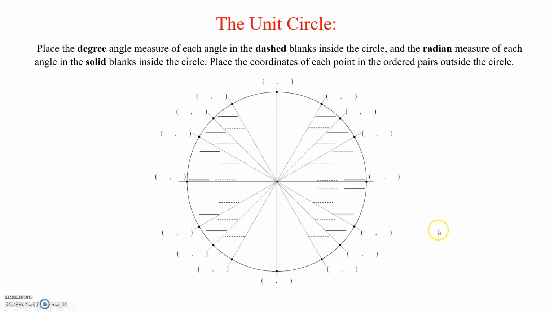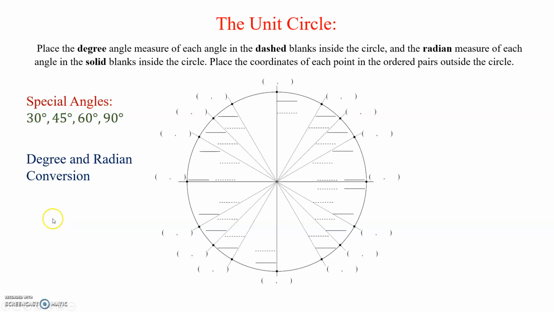All right. And so what we have here is a blank unit circle. In order to fill in all of these different blanks, they're asking us to determine the degree measure of each angle, its radian measure, and the coordinates of each of these points. In order to do this, it relies upon some basic concepts. One, we're going to superimpose everything you know about special angles, 30, 45, 60, and 90, onto the unit circle. You also need to know your conversions, how to convert from degrees to radians, and finally, what you know about special right triangles.